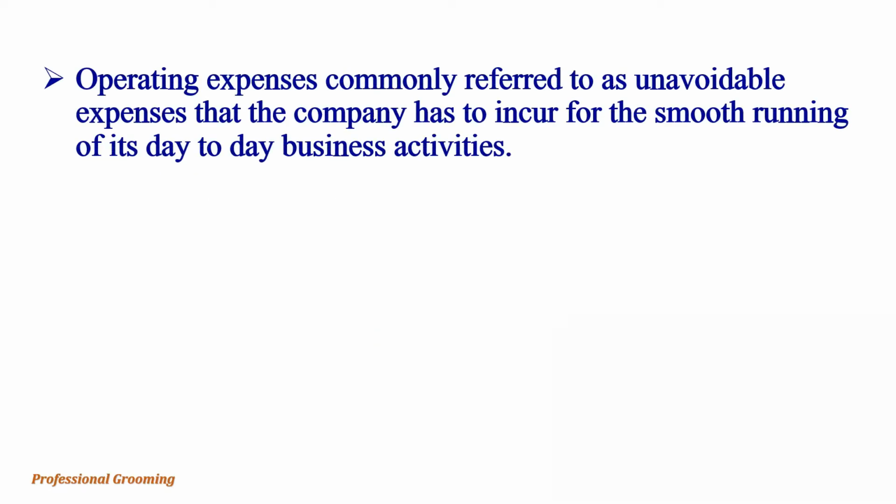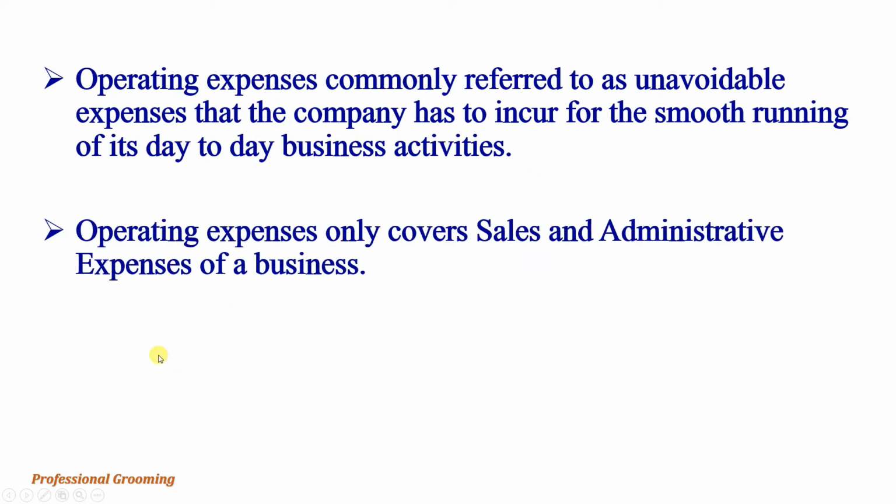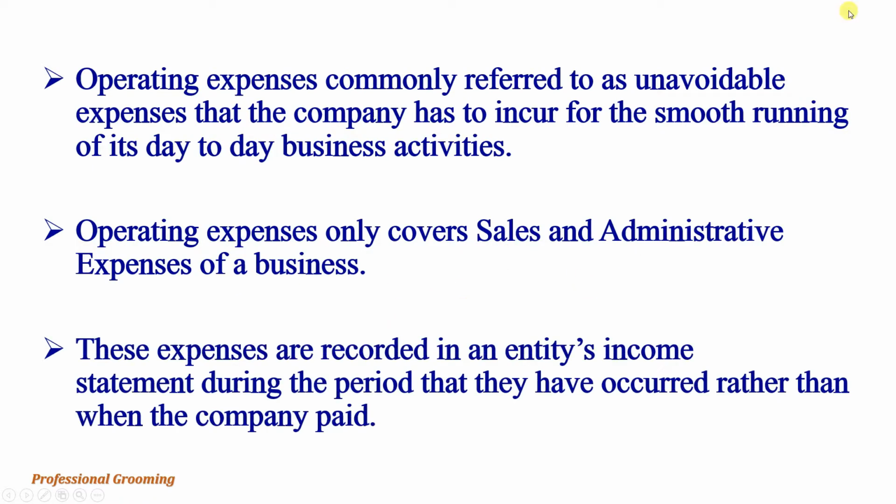So let's move ahead to the definition of operating expense. Operating expense is commonly referred to as unavoidable expense that the company has to incur for the smooth running of its day-to-day business activities. Operating expenses only cover sales and administrative expenses of a business. These expenses are recorded in an entity's income statement during the period that they have occurred rather than when the company paid. So we will use the matching principle of accounting for the operating expense record.